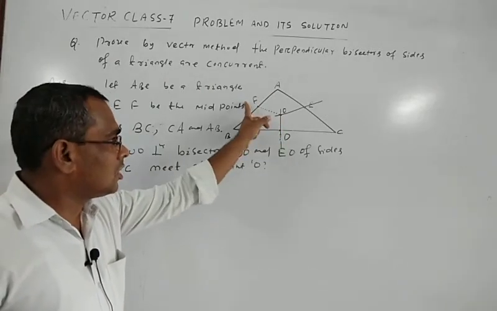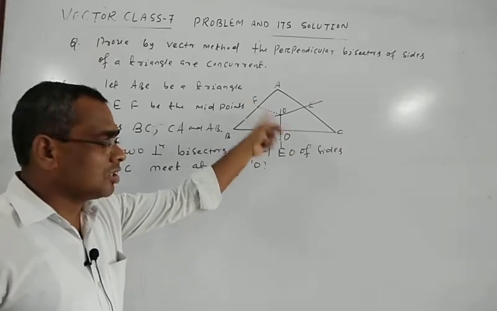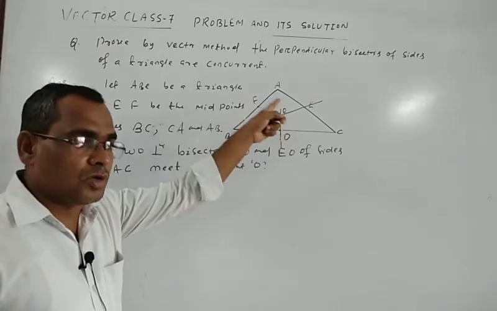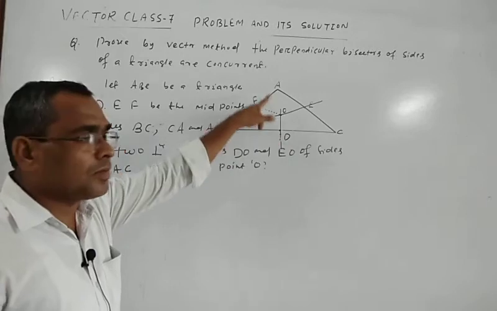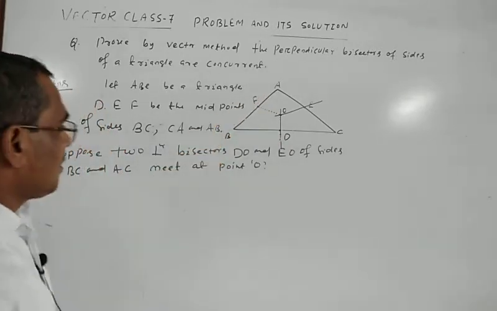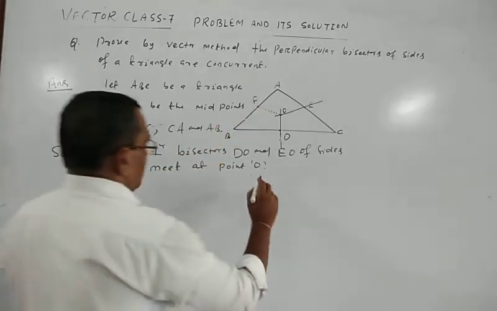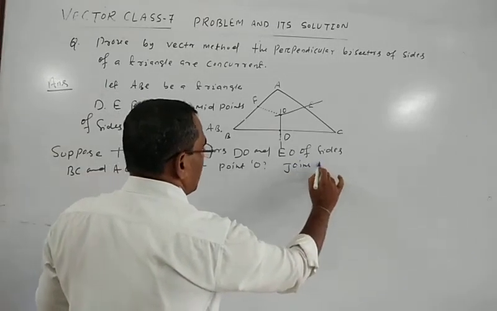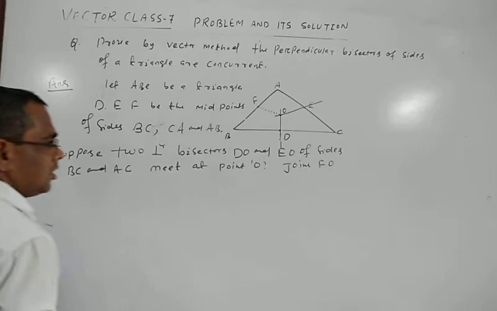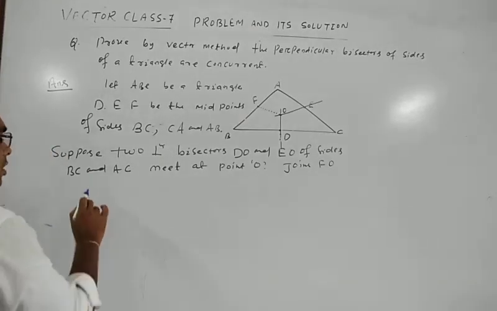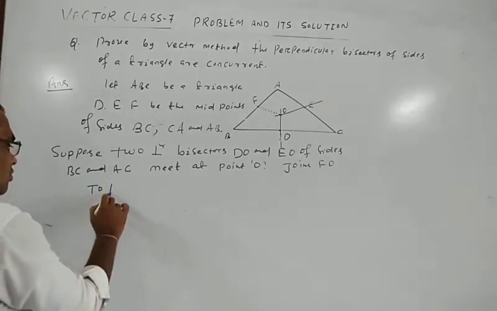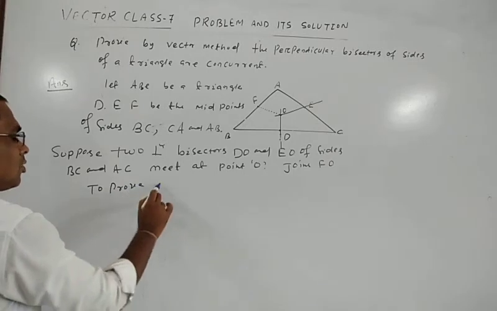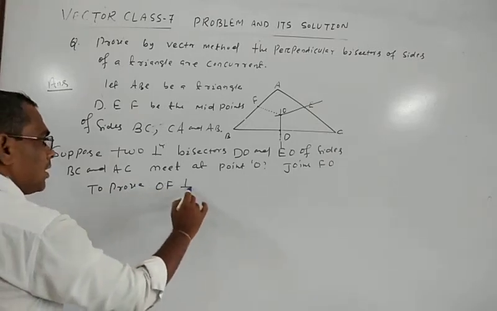If this bisector passes through the point O, that means it must be perpendicular to AB. So now join FO. Okay. Now to prove OF perpendicular to AB.